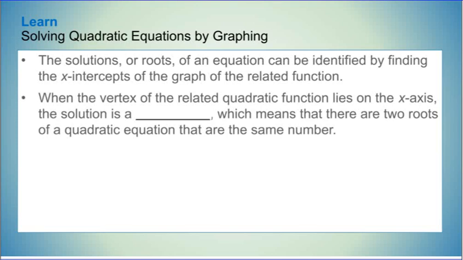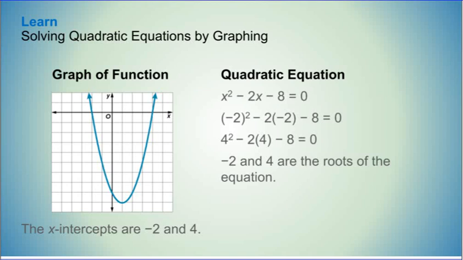So solutions or roots or x-intercepts or zeros can be used to identify the x-intercepts of the graph. When the vertex of the related quadratic function lies on the x-axis, the solution is a double root, which just means that there are two roots of the same number. An example of this one: here you can see that it crosses in two places, at -2 and 4. So we would say that -2 and 4 are the roots or the solutions or the x-intercepts of that function.